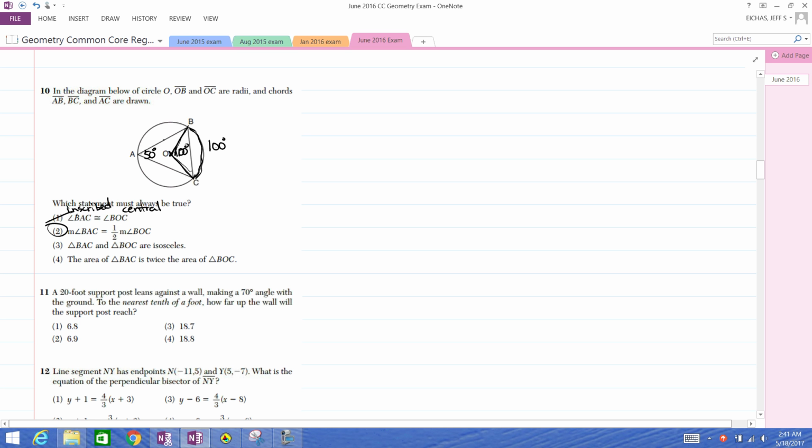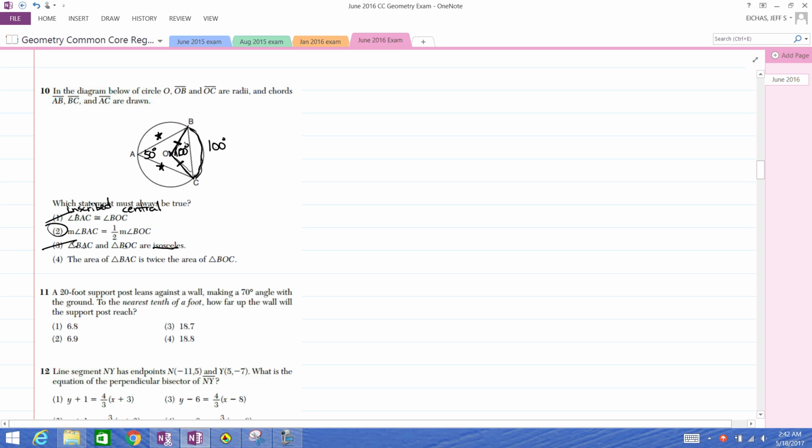All right. Well, chords don't have to be congruent, so this does not have to be isosceles. Radii have to be the same, so that one's going to be isosceles, but not this one. And the area, I doubt it. Yeah, I really doubt that.